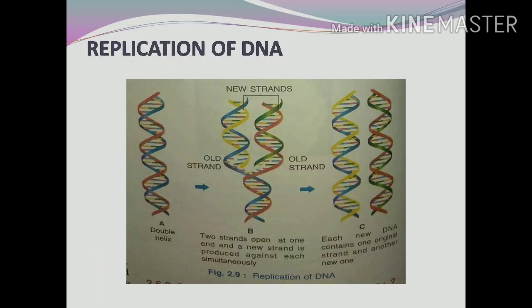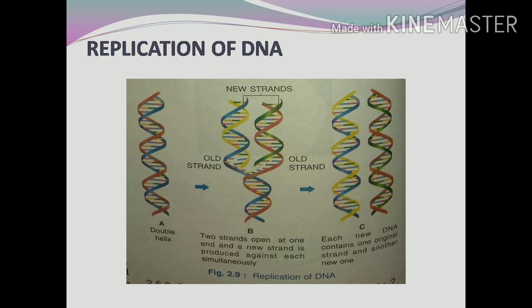Here, I already said synthesis phase, S phase. Here, the duplication of DNA takes place. For the duplication of DNA, the two strands will separate. The separation of the two strands takes place at one end. When it separates, for that strand, a new strand will join.